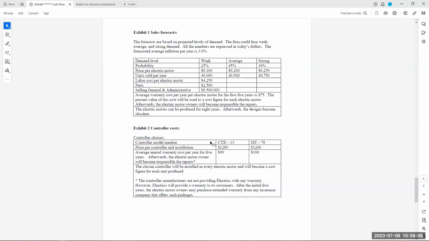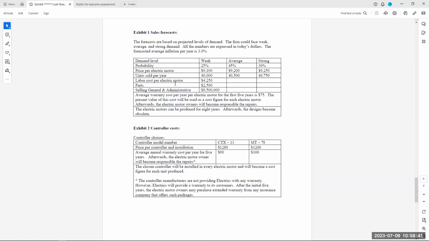The company has to produce 2 different products. They have to choose between the product with a controller of CTX13 and a controller of MT78. Those are the 2 products you're going to be doing a capital budget analysis for. Here's the data for those 2 products. The product is made up of an electric motor and a controller. The difference in the 2 products is the controller that drives the electric motor, and that's the subject of the analysis.